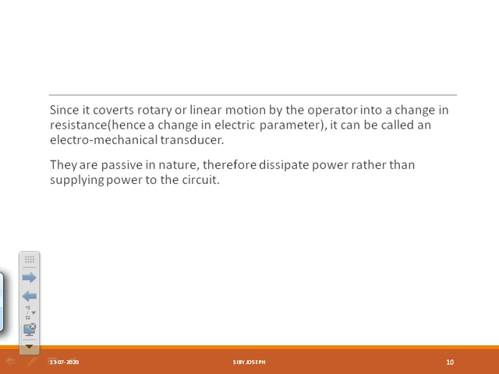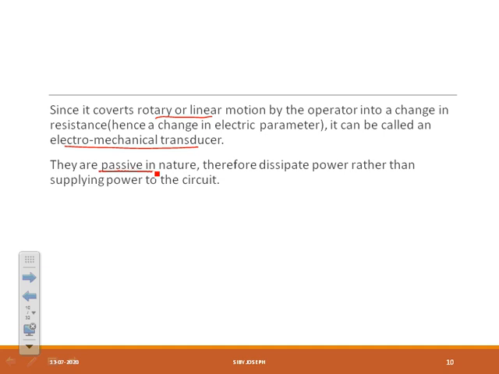Since it converts rotary or linear motion into a change in resistance, it can be called an electromechanical transducer. So the potentiometer can also be called an electromechanical transducer because its resistance can be changed by either rotary or linear motion. And these transducers are the next characteristic of potentiometers.